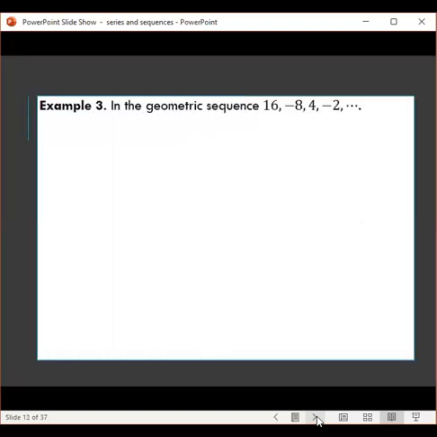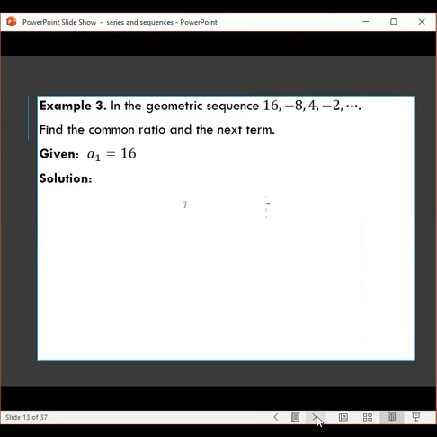For example, in the geometric sequence 16, negative 8, 4, and negative 2, find the common ratio and the next term. So how do we find the common ratio? All you need to do is divide the second by the first term. Negative 8 divided by 16, you get negative 1/2. That's your common ratio.